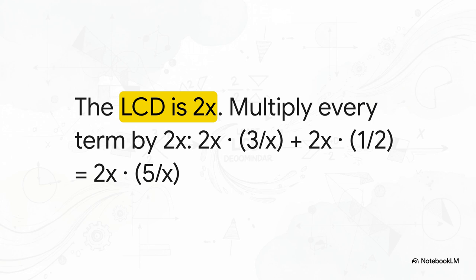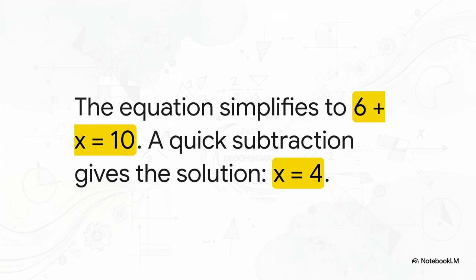And just like we did before, we're going to multiply every term by 2x. Okay, let's watch those denominators disappear again. In that first term, the x's cancel, leaving 2 times 3, which is 6. In the middle, the 2's cancel, leaving us with just x. And on the right, the x's cancel again, leaving 2 times 5, which is 10.